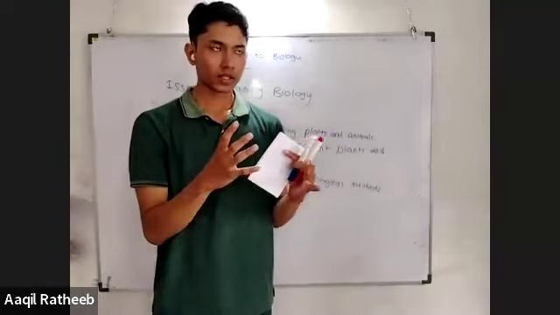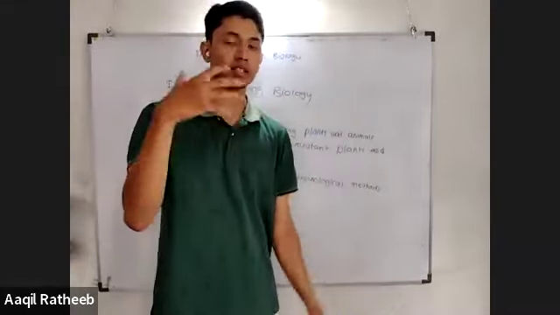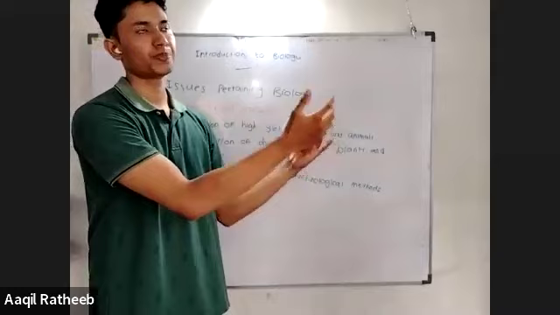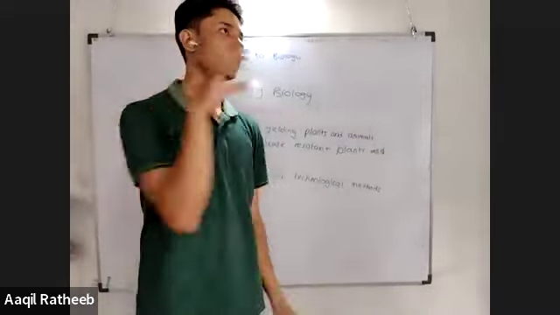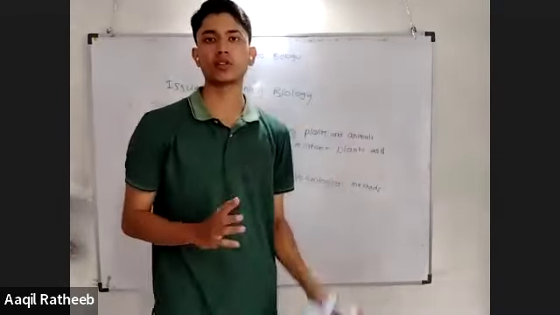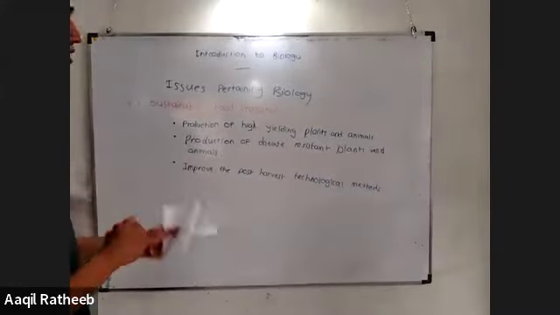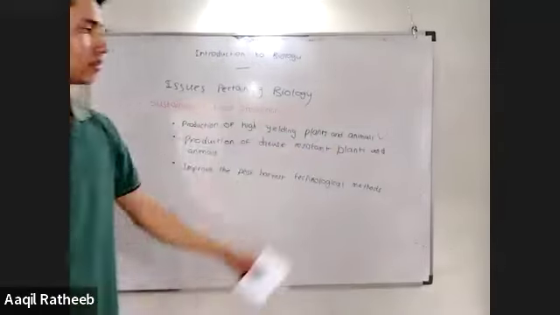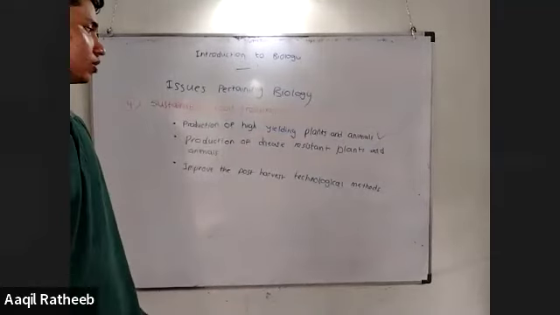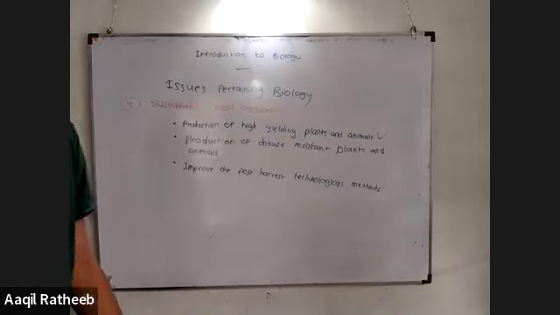We use a method that will increase the production, the yield, the end product. That means from one tree we get 5 mangoes per week. We apply a method to that tree so that it gives around 10 mangoes per week. So that's what is meant by production of high yielding plants and animals. You will learn it deeply in the upcoming lessons. For now, just have a brief idea.